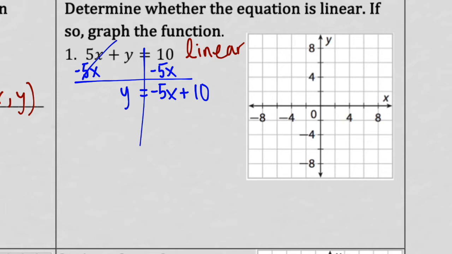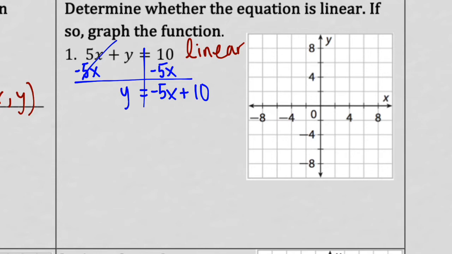Do not combine the 10 and the 5x. That's a rookie mistake that you do not want to make. It's not 10 minus 5 equals 5. Since this one has an x and this one does not, they do not mix. So I write them separately. Negative 5x plus 10. That's what I got. Alright, now that I have that, I can graph it.